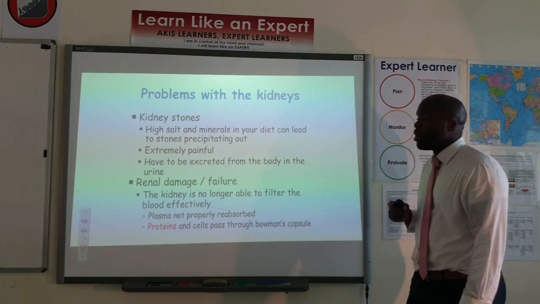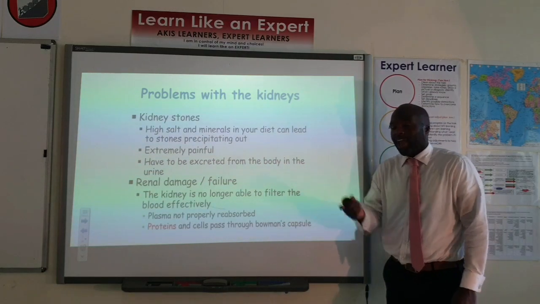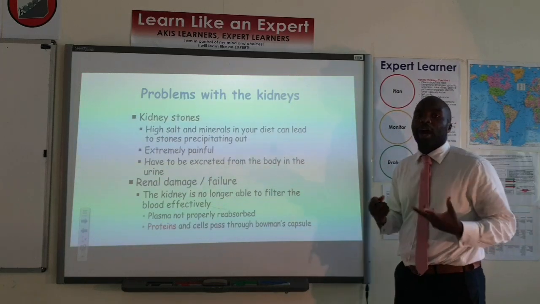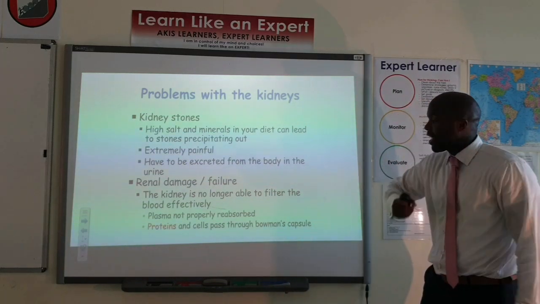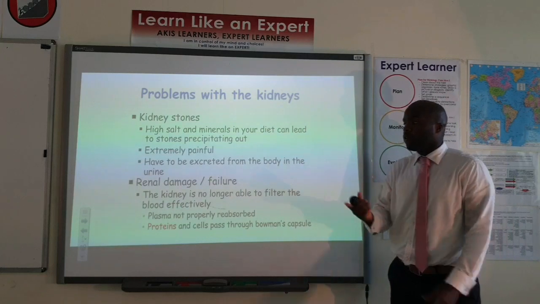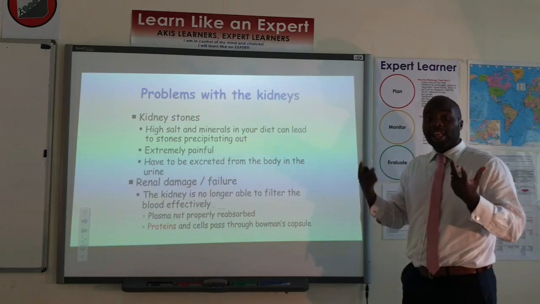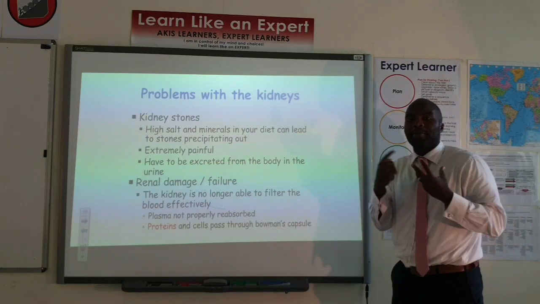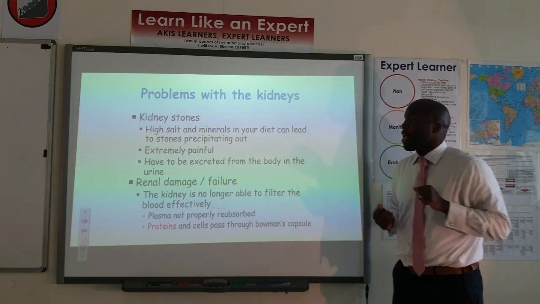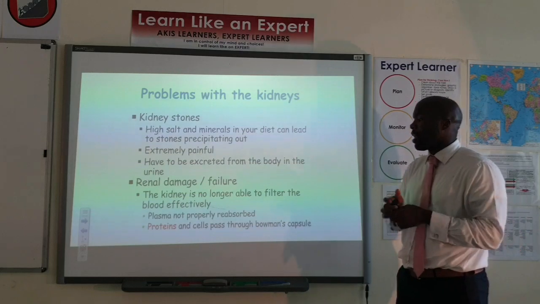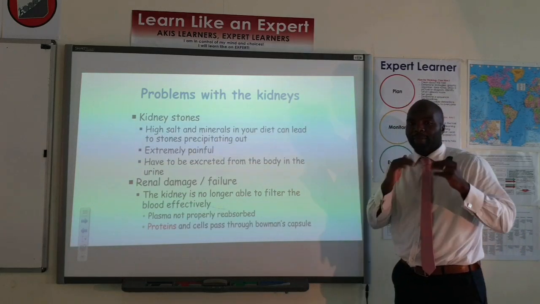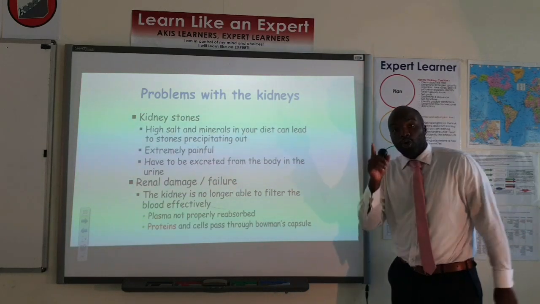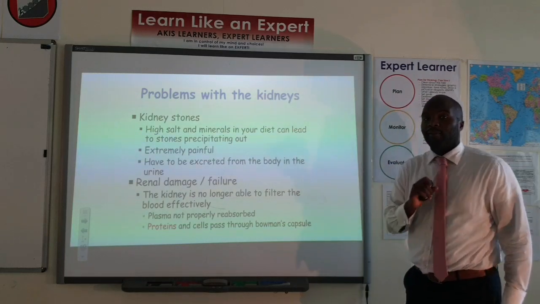Then we look at renal damage or renal failure, so essentially your kidneys giving up. This means that the kidneys are no longer able to filter the blood effectively. This could be due to the plasma not properly being reabsorbed, or it could be due to proteins and cells passing through the Bowman's capsule, or the renal capsule. Remember we said it was the same thing.